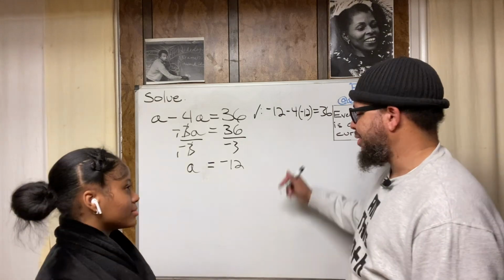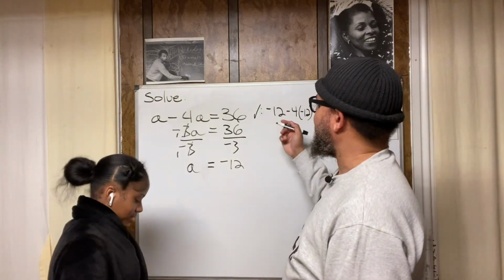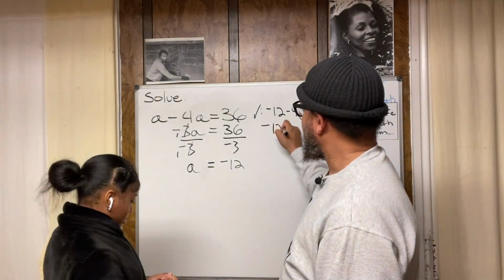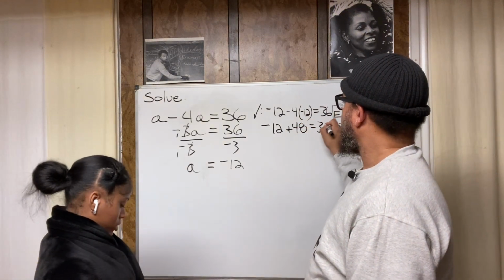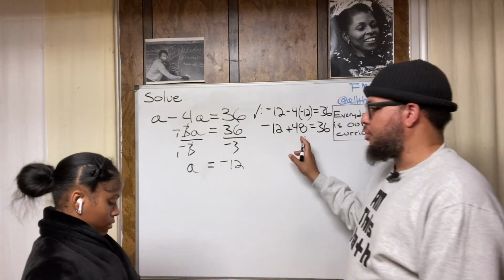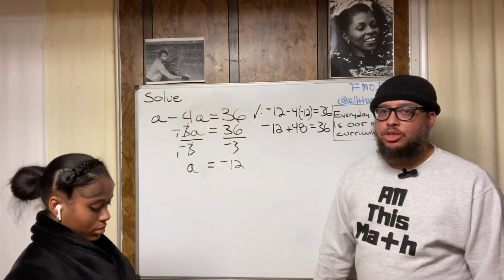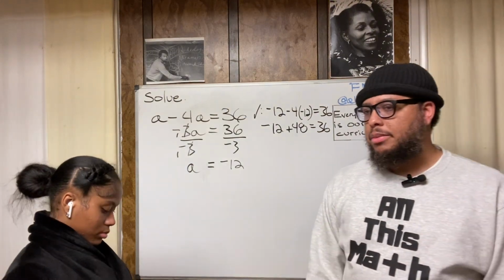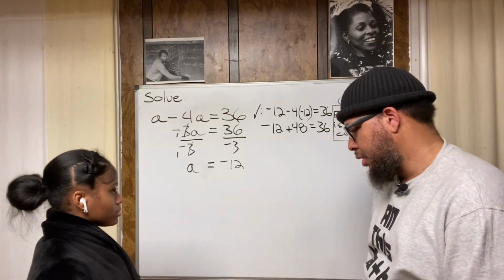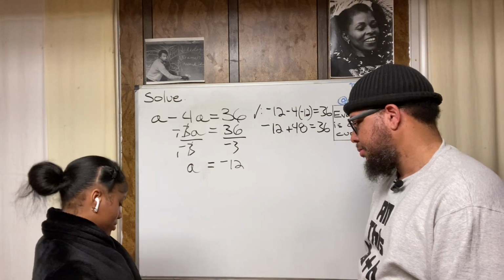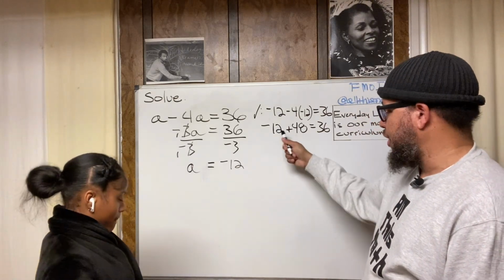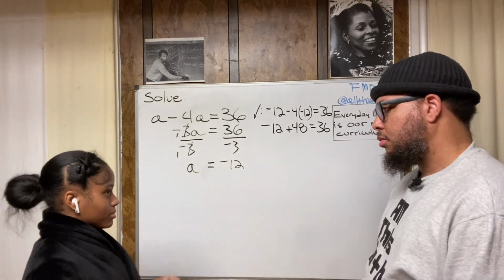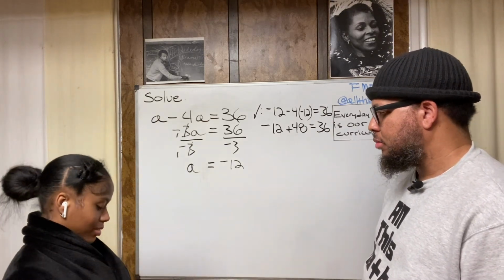48. Yeah, it's not 36. That's 3 times 12. What are you doing? What's wrong with you? Is this a true statement? -12 plus 48. Is that a true statement? No. Really? -12 plus 48 is equivalent to 48 minus 12. You saying 48 minus 12 is not 36? No.